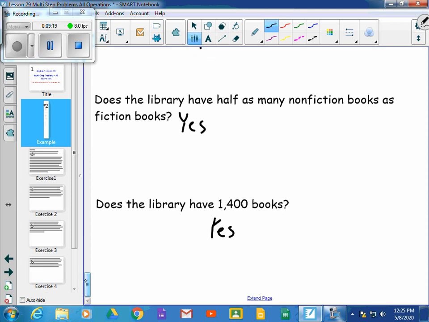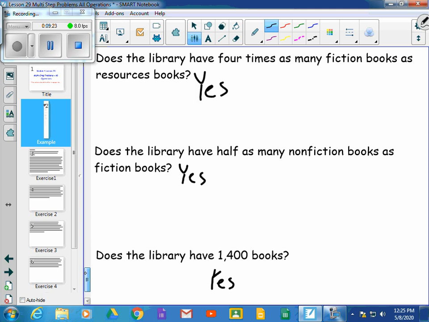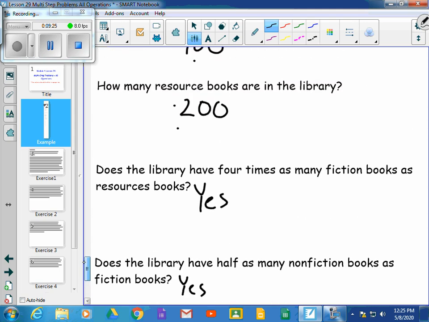So from this tape diagram, we created an equation to solve for R, which told us how many resource books were in the library, and then we substituted back into the original expressions that we created to figure out how many fiction and nonfiction books are in the library.